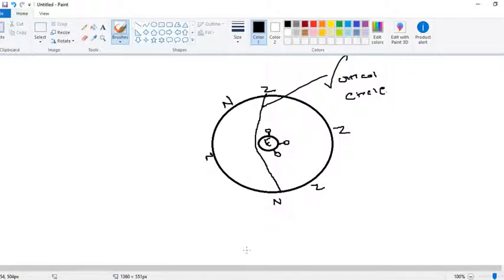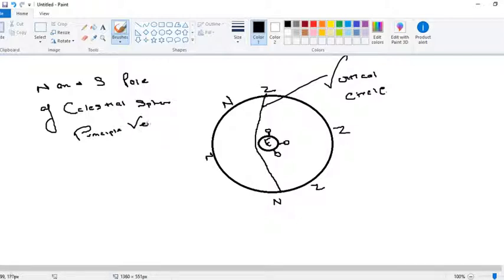There is one more thing called the principal vertical circle. What is the principal vertical circle? It is the one which passes through the north and south pole of the celestial sphere. So there are two things: the vertical circle, which passes through the zenith and nadir, and the principal vertical circle, a great circle on the celestial sphere which passes through the north and south pole. This is the basic thing, and it should come into your mind whenever you see any question. This is very important.